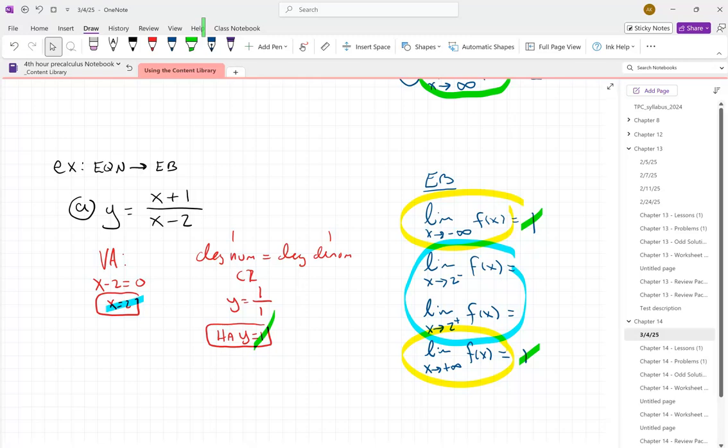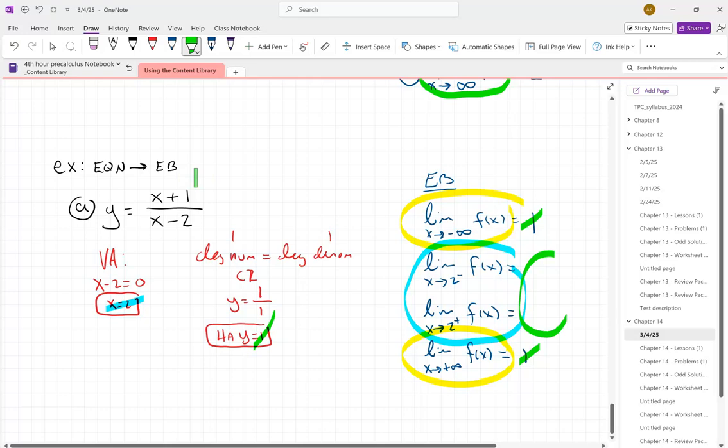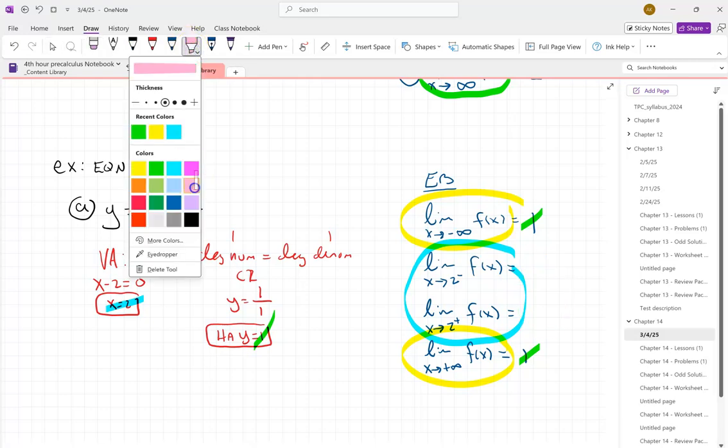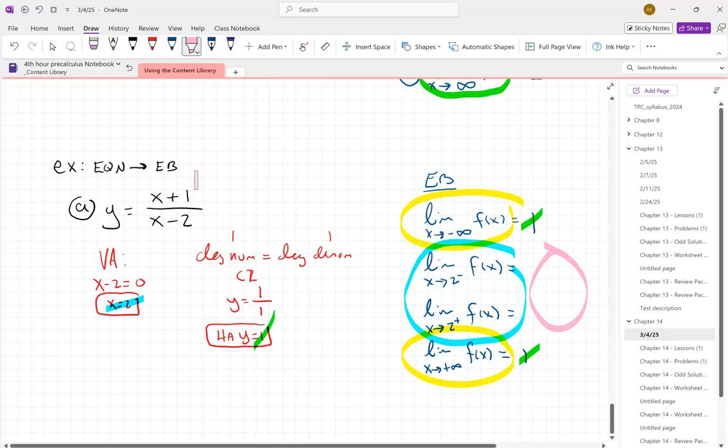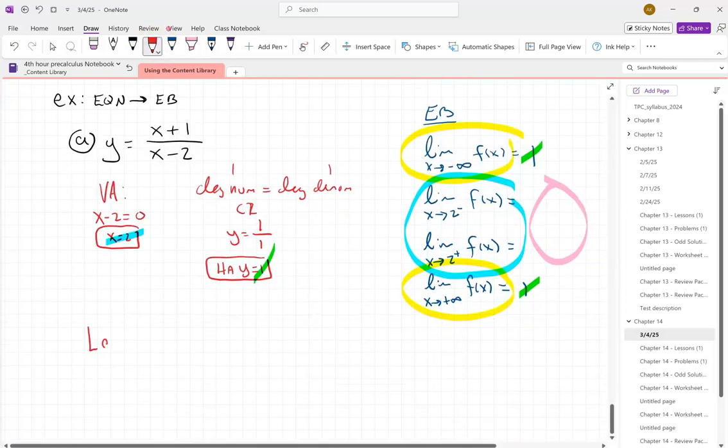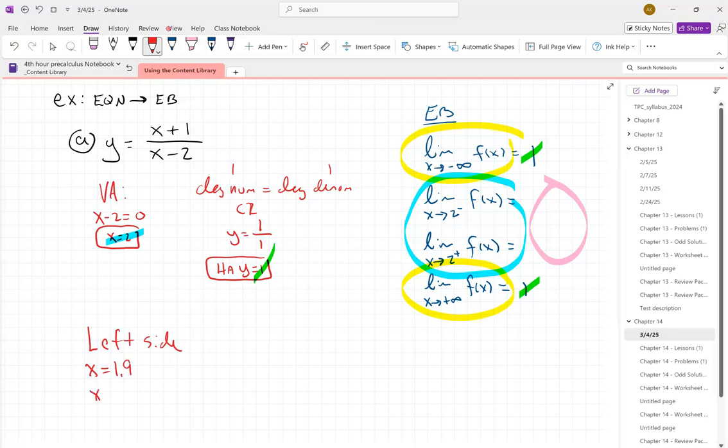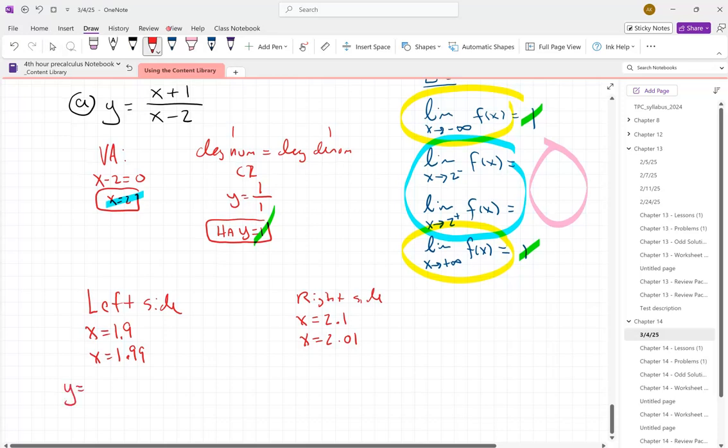So all I need to do now is figure out whether these are going to be positive infinity or negative infinity, because those ones at the vertical asymptotes will always be positive infinity or negative infinity. So what I'm going to do is check the left side first. I'm going to look at values that are getting closer to 2 from the left-hand side of the number line. And then I'm going to look at the right side, numbers getting closer to 2 from the right side of the number line. Everybody's okay with that? To find those, I'm just going to plug them in.